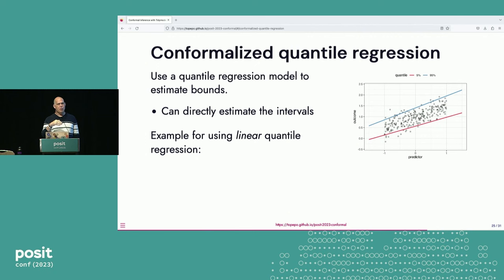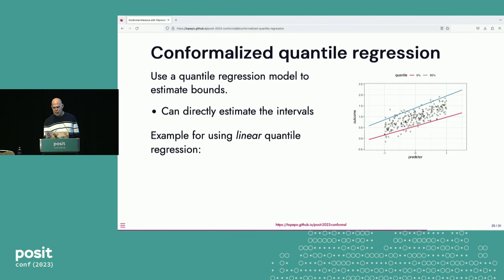So if you want to do something around the center of the distribution, you would use quantile regression with a 0.5 quantile to get the median prediction. But if we set it to be, let's say, the 0.05 or the 0.95 quantile, that's really what we're trying to do in conformal inference: estimate the boundaries of our predictive distribution. So it's really a more direct approach to solving this.